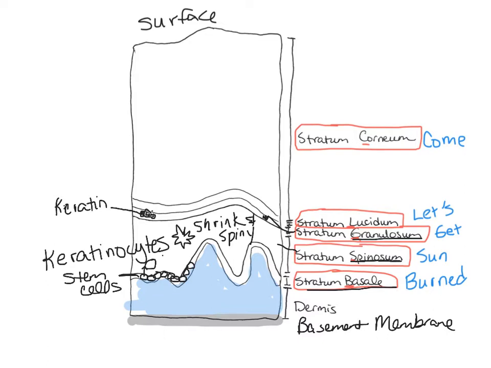In this layer, okay? Keratin is produced. Keratin is a protein. Now that protein has a little bit of a waterproofing characteristic to it, right? So it's starting to help waterproof the skin.